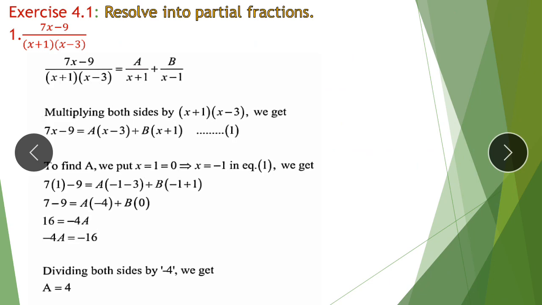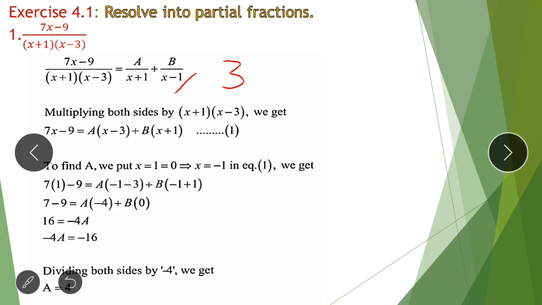In exercise 4.1 we have to resolve the resultant fractions into partial fractions. So here it is the resultant fraction, and these are the partial fractions of this: A divided by x plus 1 and B divided by x minus 3 is the second factor. So here we can rectify this.